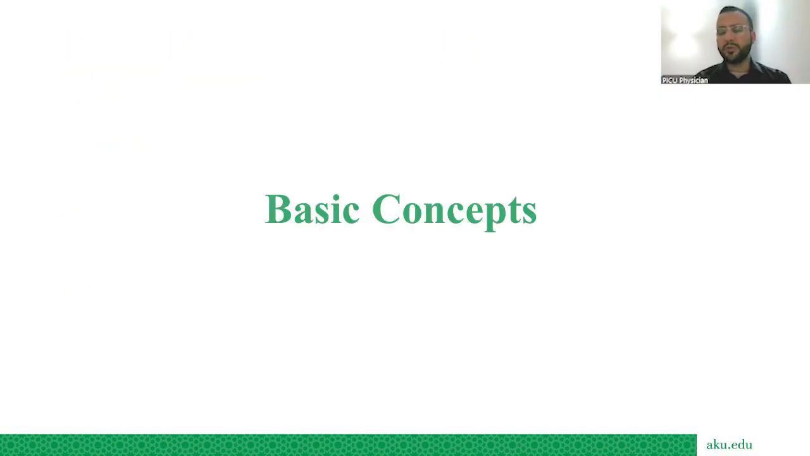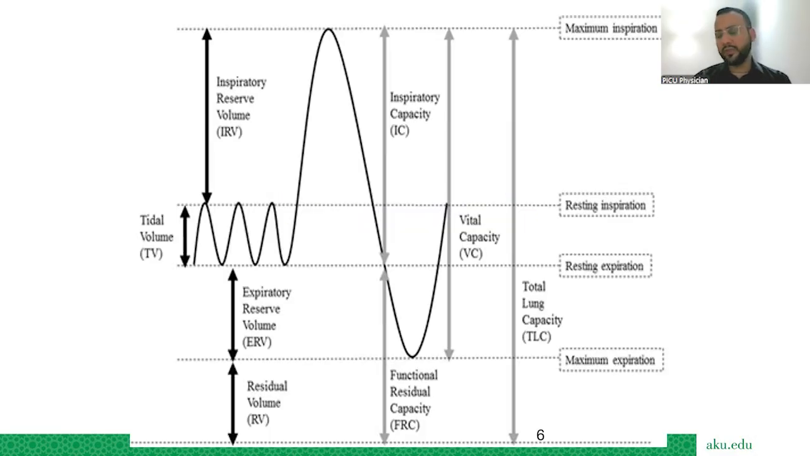Now coming to the basic concepts of mechanical ventilation. I'm sure all of you are familiar with this picture. This is a picture that you have seen throughout your graduation days. This shows the inspiratory and expiratory capacities and volumes of the lung. I'll quickly go through that. You can see the distance between these two lines, it is called tidal volume. Tidal volume is the volume of air that goes in and comes out with each breath.